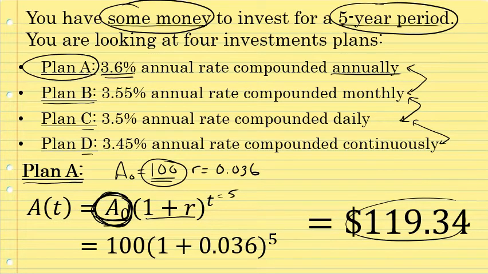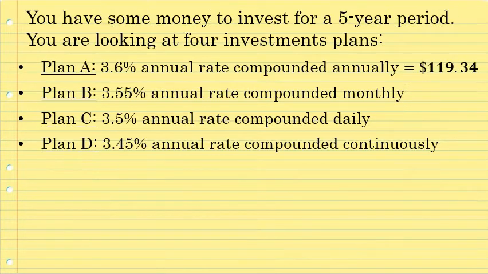Now, let's see how that compares to investing $100 in the other plans. Investing $100 in Plan A, again, yields $119.34. Let's see what a $100 investment would yield in Plan B. Plan B, slightly lower interest rate, but it's compounded monthly, 12 times a year.